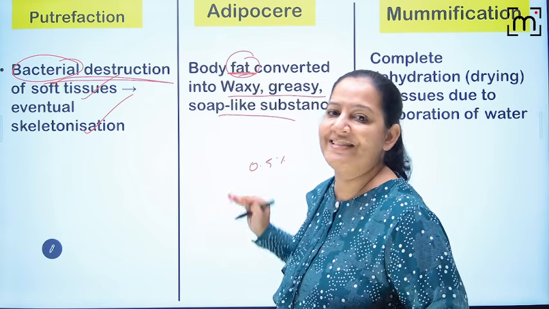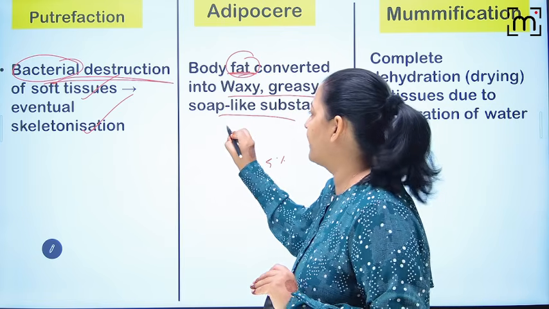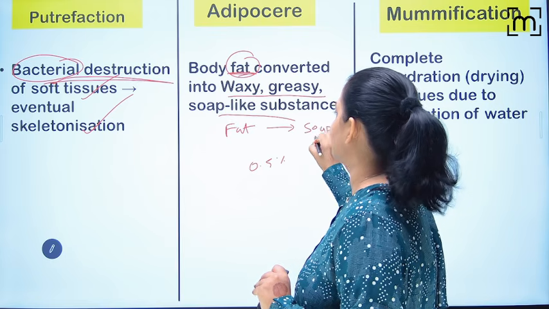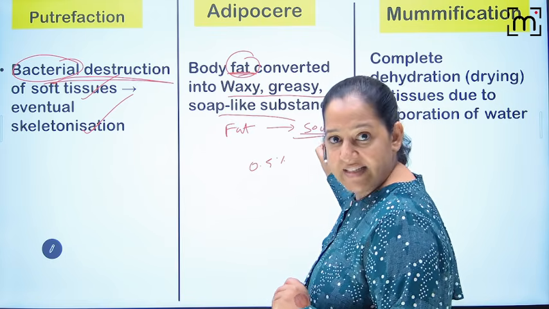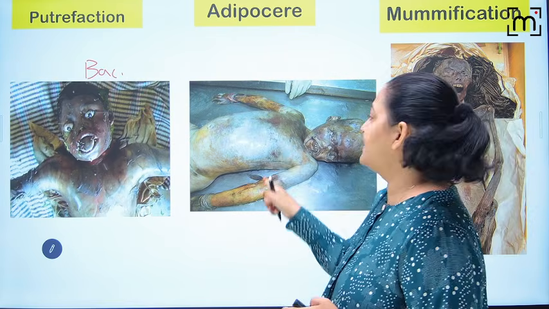So adipocere is basically saponification. The fat of the human body is converted into soap. Conversion of fat into a soap-like substance, which is waxy, greasy, and water resistant. And this soap is known as adipocere. So this is known as adipocere formation.